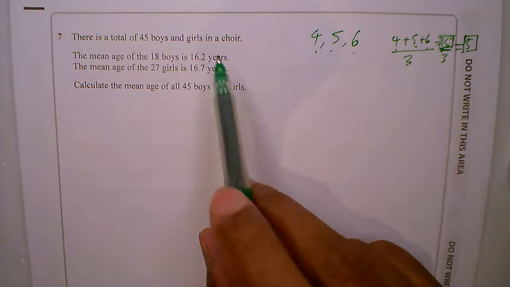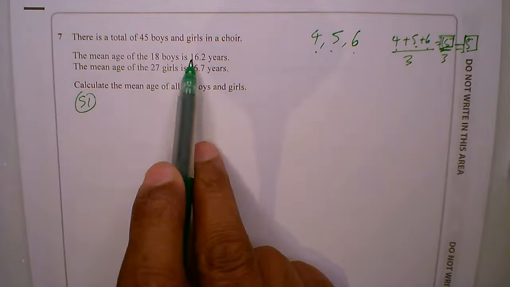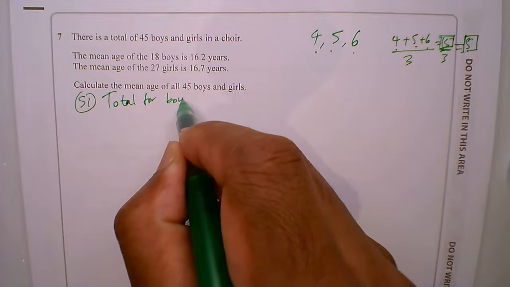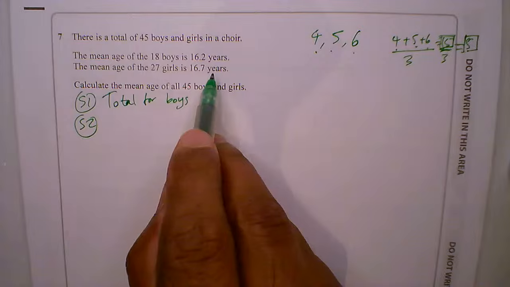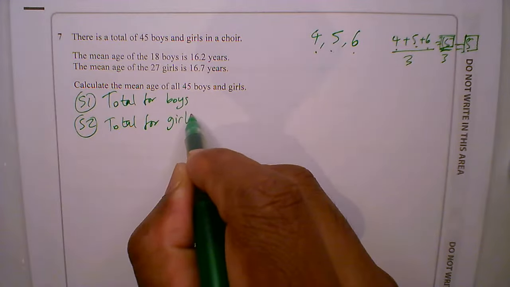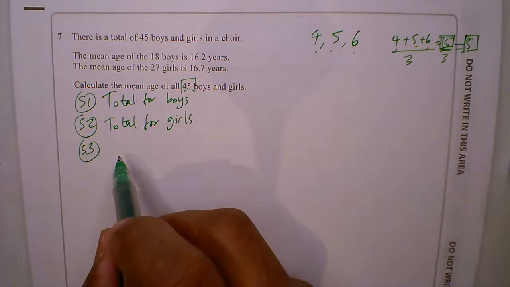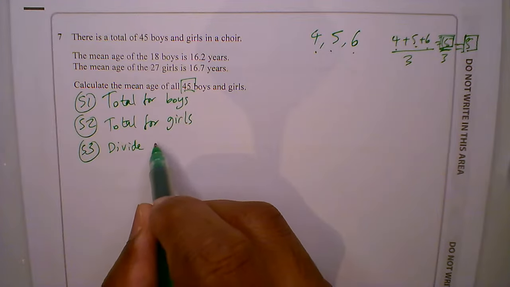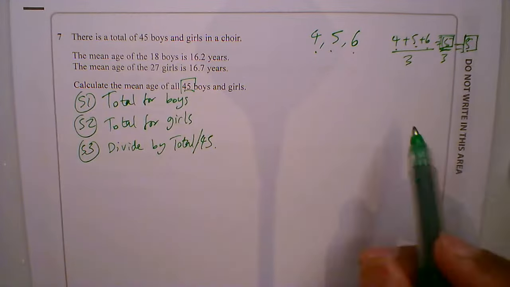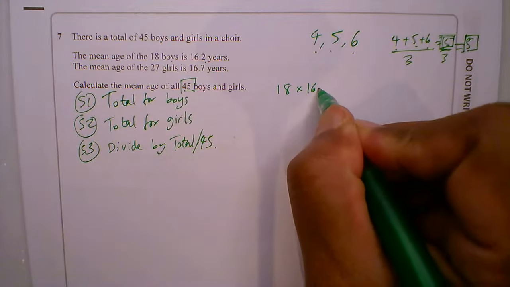So if we look at this, break it into steps. Step 1 is I need to find out the total for the boys. Step 2 is I need the total for the girls. And then step 3 is I need to divide by my total to find the mean. Divide by total. In this case, it's 45. Okay, so I've got 18 boys, 16.2. So 18 times 16.2.